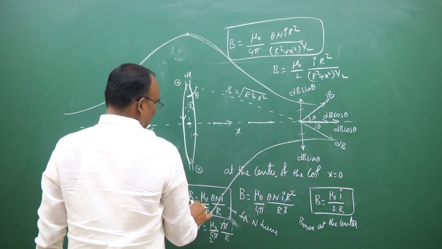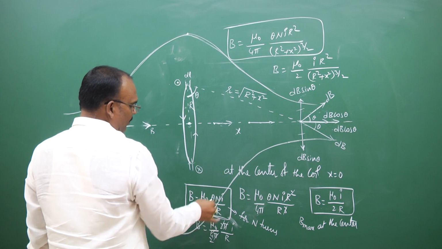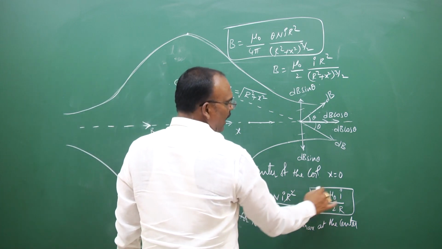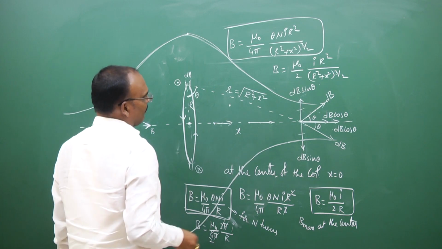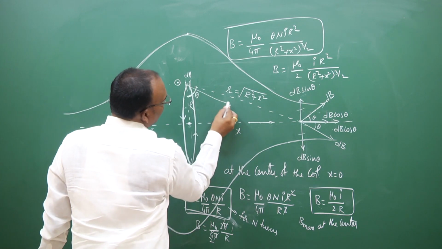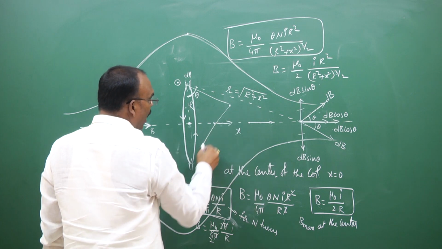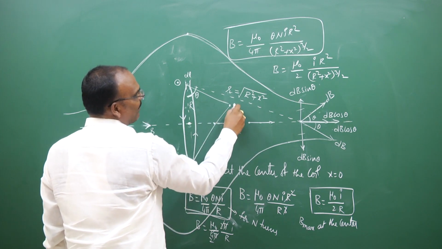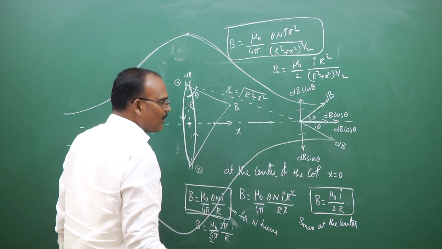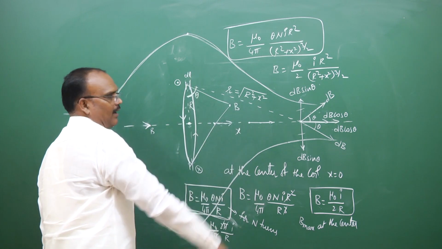At the center, this is very important. For N turns, this is for only one turn. See, if I take a point here, for example, this point is close to this element and this point is far away from this element. There is no symmetry, so calculating magnetic field here is not impossible, but it is difficult.